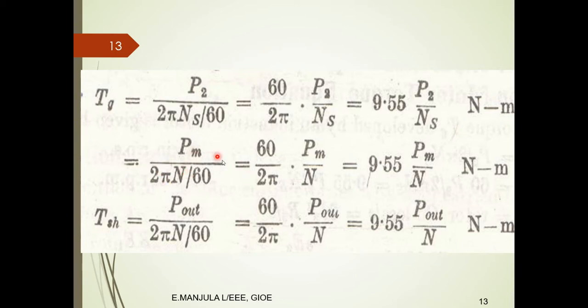Similarly, in terms of Pm, Tg is equal to 9.55 into Pm divided by N. Here this N is the speed of the rotor, whereas the earlier one is the synchronous speed of the input. Here this is an output, so this is the rotor speed. So 9.55 into mechanical power developed divided by the speed, in Newton meters. So what is the torque at the shaft? Torque at shaft is equal to the power output divided by 2 pi N by 60, which is equal to 9.55 into power output divided by N Newton meter.